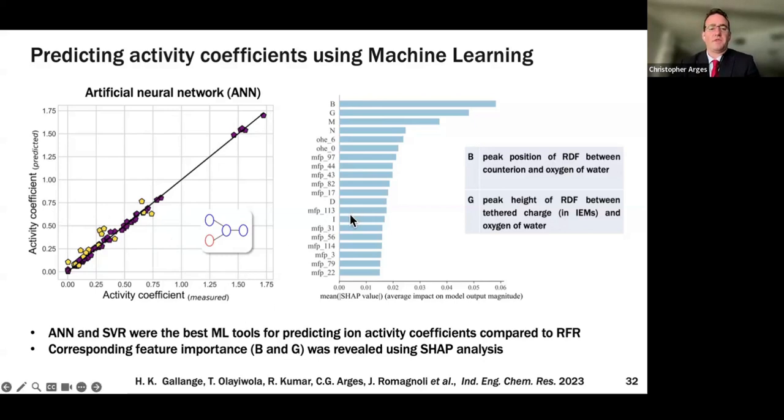And then the SHAP analysis here can reveal the MD descriptors that have the most important features. So B and G here, which are the peak position of the radial distribution function of the counterion and oxygen of water, versus the peak height of the radial distribution function of the tethered charge.